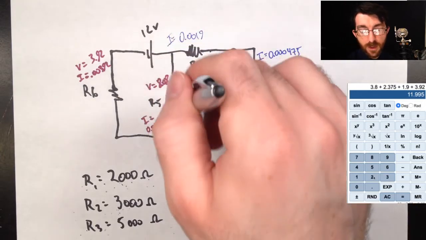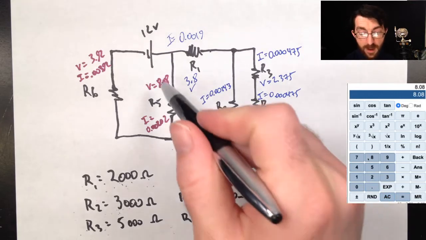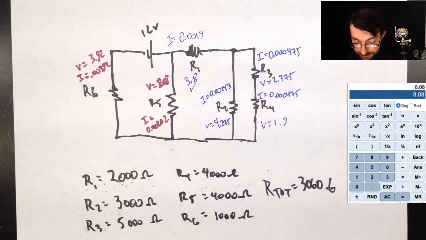We never took R5, so let's do that one. The voltage across resistor 5 was 8.08. Add to that 3.92. Yeah, it's 12. Okay. Cool.